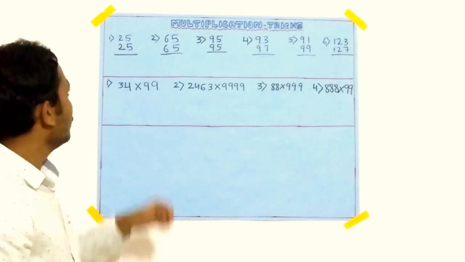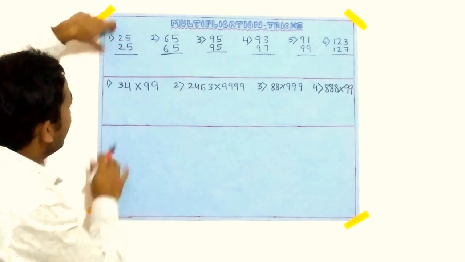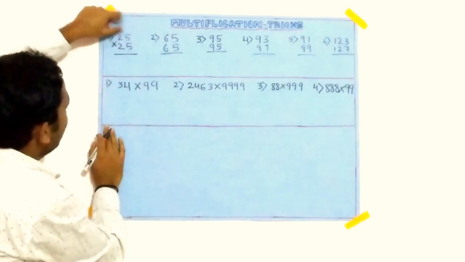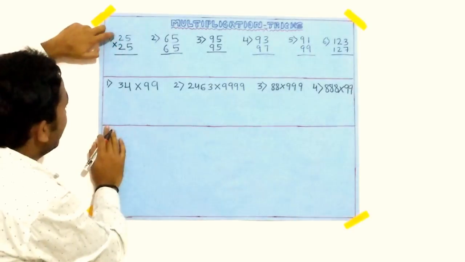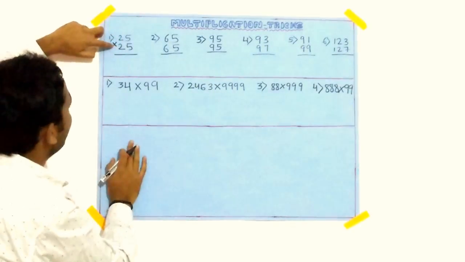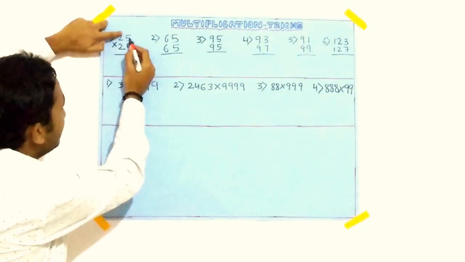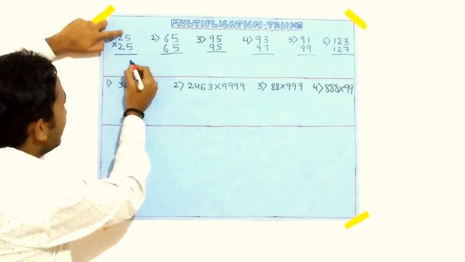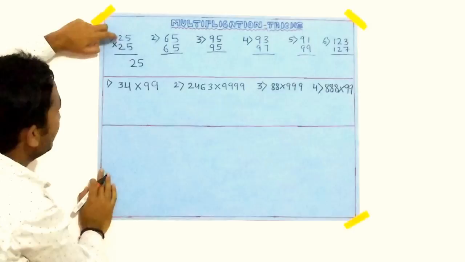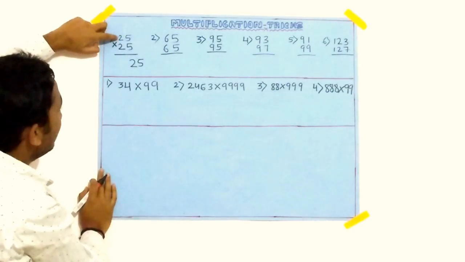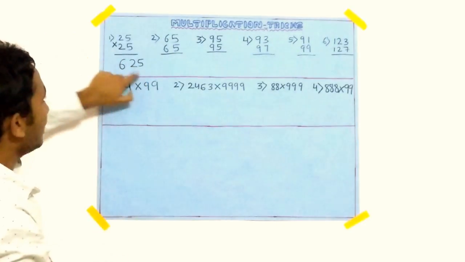So what we need to do here: if the unit digits of the numbers sum to 10, and if the next digits are the same, it might be 12 12 as in the last example I have shown. In this case, you need to multiply the two unit digits, that is 5 into 5, that is 25. And since the next digits are the same, you need to multiply with the next number, that is 2 into 3, that is 6. So this is your answer.